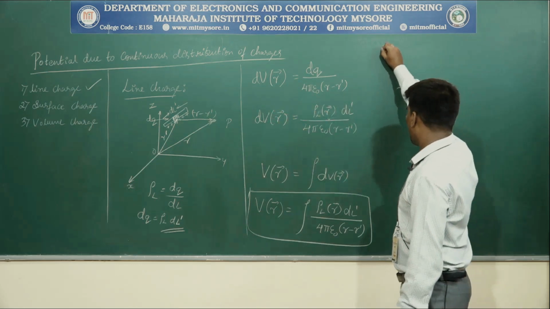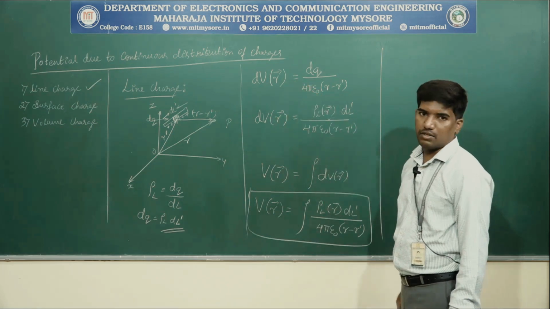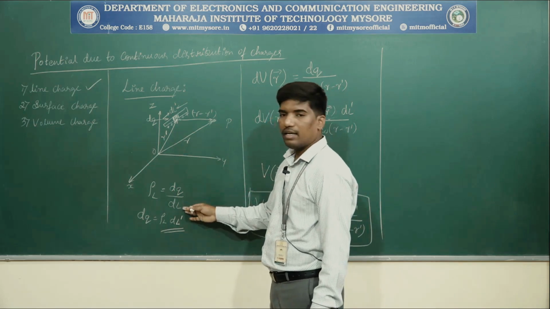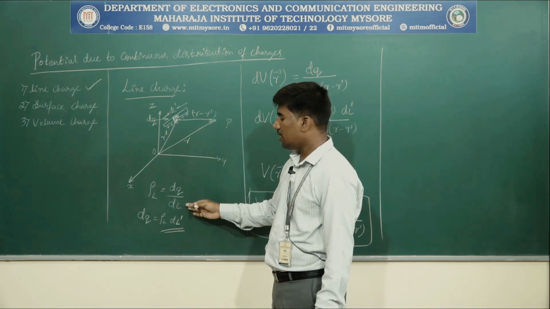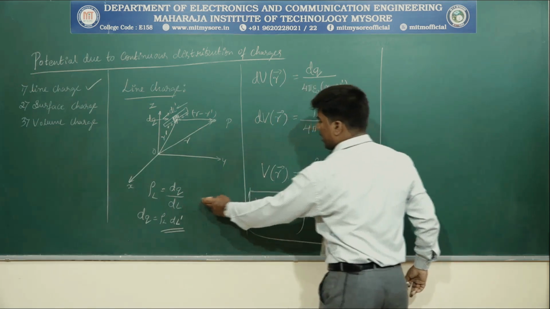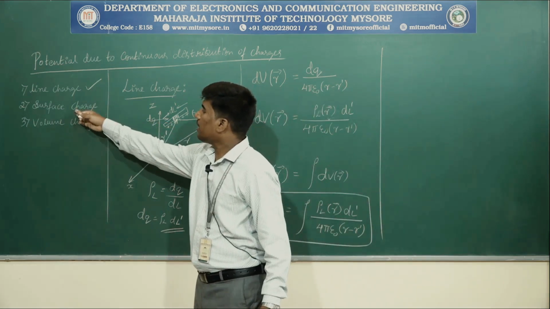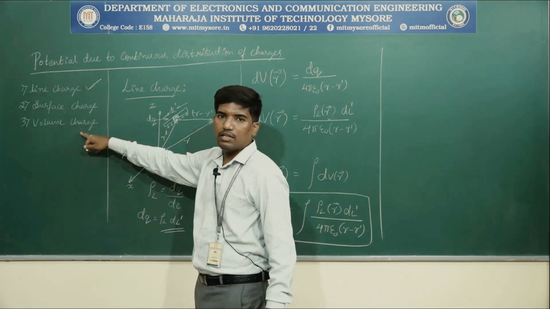Similarly, we can go for surface charge as well as volume charge distribution. What is the surface charge density? rho s is equal to dq by ds. What is the volume charge density? rho v is equal to dq by dv. So if we replace dl by ds and dv successively, we can get the potential due to surface charge and volume charge distribution.